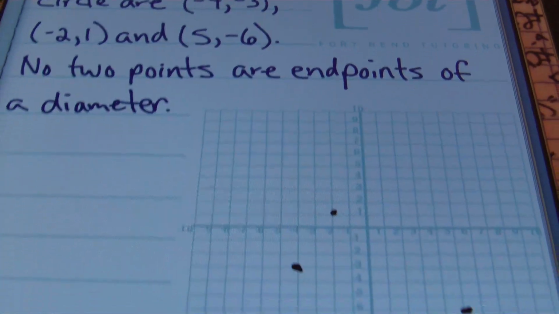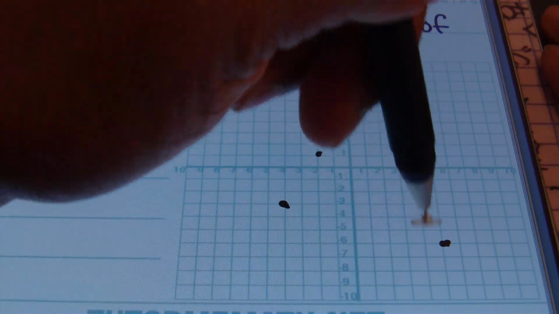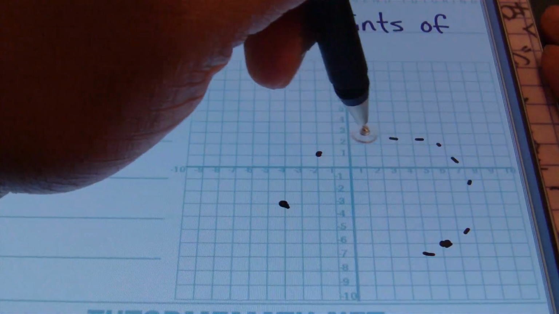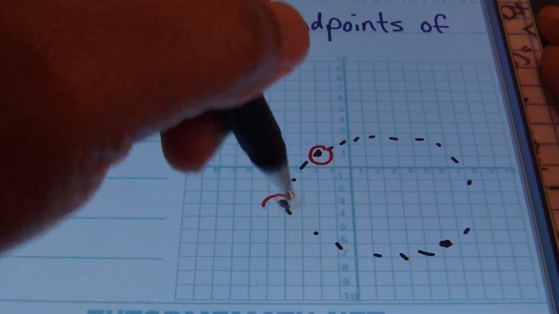Oh, you can't see that last point. Here you go. There you go. So what we know is that these points lie on a circle. That's all we know. So I'm imagining that this circle is going to be like this. All right, yeah, I'm imagining that is like that with our given points located here.